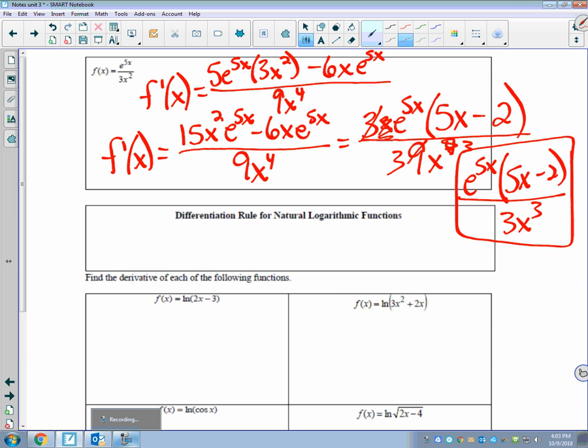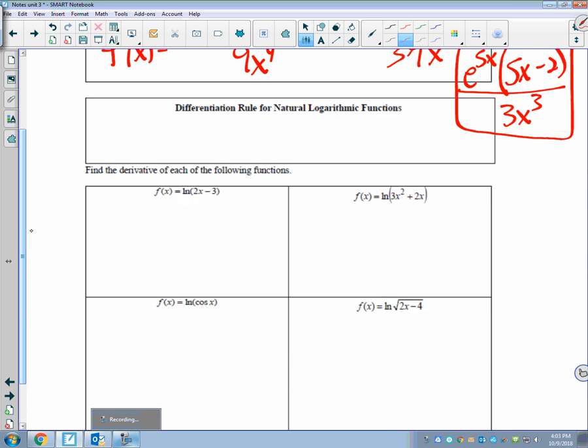Okay, one more rule. We're almost done if my children survive. ln, natural logarithm is like f of x equals ln of x. And the derivative of that, f prime of x, is 1 over x.